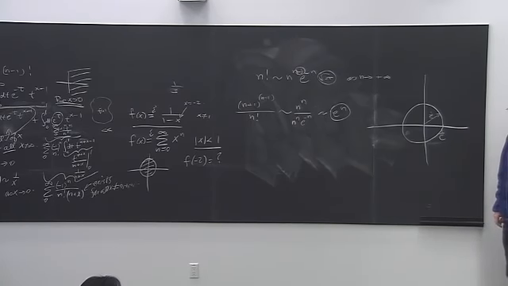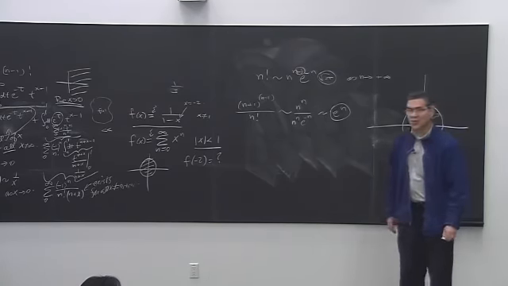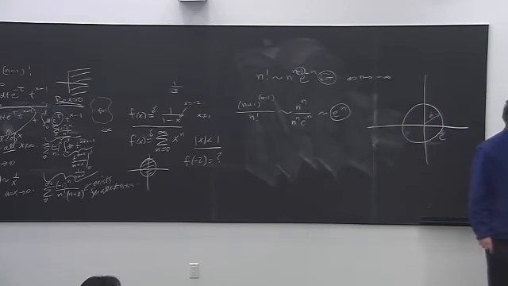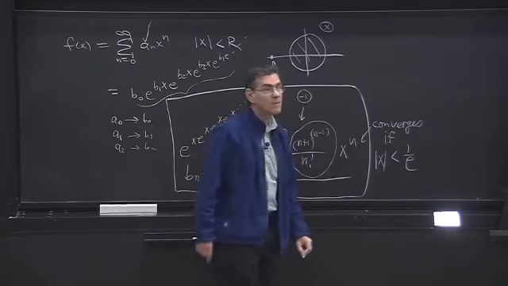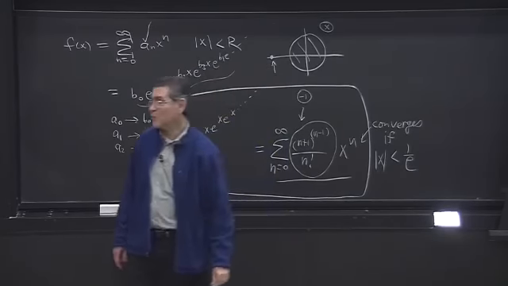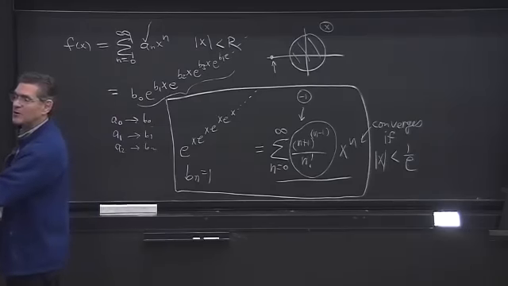Now, suppose you needed to know the value of this function at, say, -1. -1 is out here.